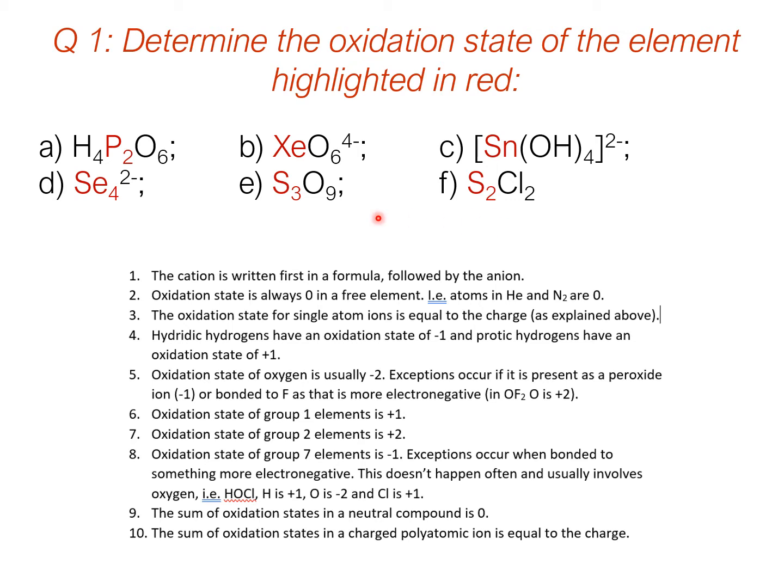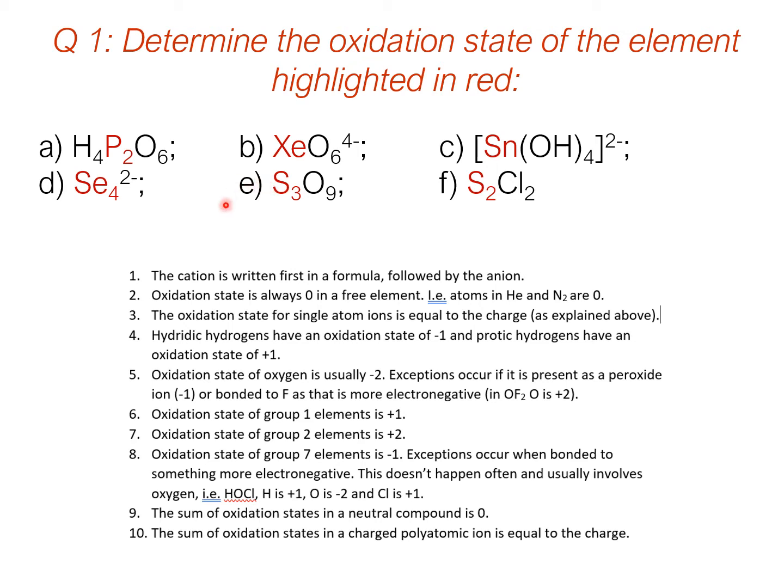And down the bottom I've taken a screen grab from the Word document I've put on Blackboard, the help sheet, and these are the 10 rules to working out oxidation states. So we'll run through them quickly first. And the first is that the cation is always written first in the formula, followed by the anion. How does this help us work out the oxidation state?